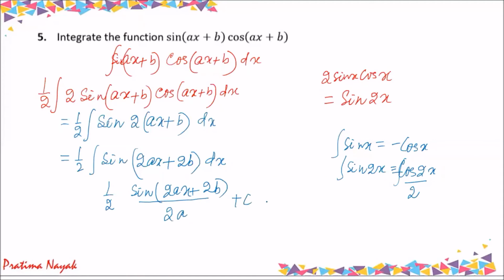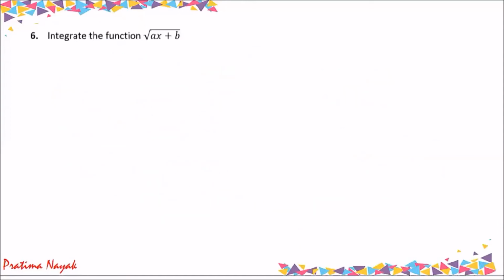So what is the final answer? It will be minus 1 by 4a cos(2ax + 2b). Don't cut this 2 with the numerator. It will be a mistake. Question number 6.